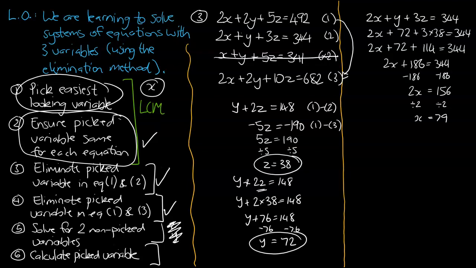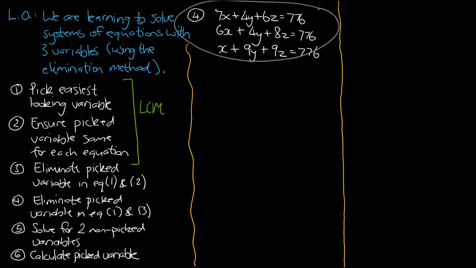So we can now wrap up this question. Therefore, x was equal to 79, y was equal to 72, and z was equal to 38. So that wraps up this question a lot quicker than some of the other ones, and it was quicker because of this step here where we accidentally eliminated the y's, and that saved us a little bit of maths. We are now on to question number 4.